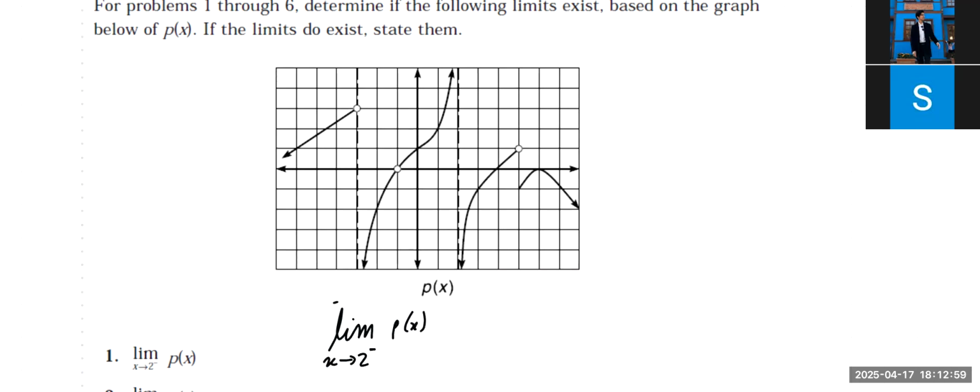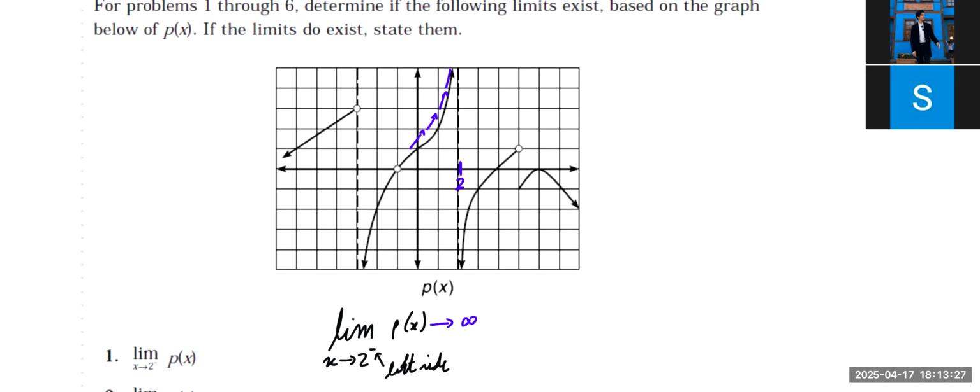What this essentially means is, what is the y value of p of x approaching as x approaches 2 from the left side? That's what the minus means. Infinity then. Yeah, because this is x equals, well, let me change colors. This is x equals 2. And if I approach x equals 2 from the left side, then on the graph, I am approaching infinity because the y value is going to infinity.